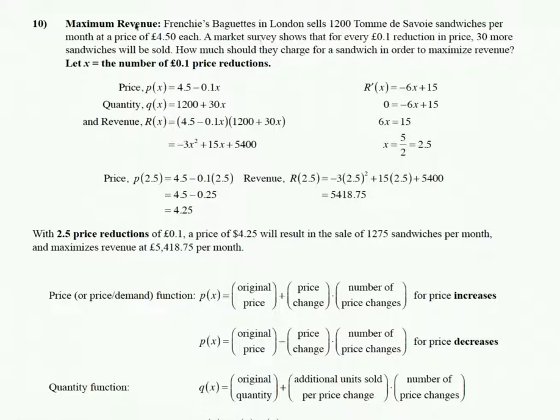And so we have a sandwich shop in London that sells 1,200 Tomme de Savoie sandwiches per month at a price of £4.50 each. Market survey shows that for every 1/10 of a pound reduction in price, 30 more sandwiches will be sold. So we want to know how much they should charge for a sandwich to maximize revenue.